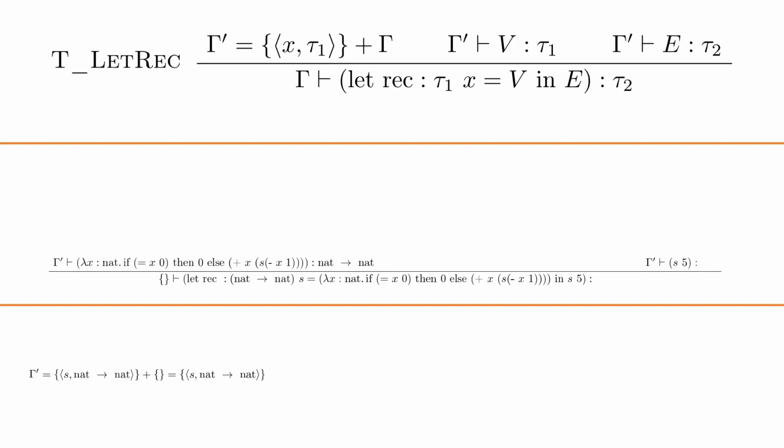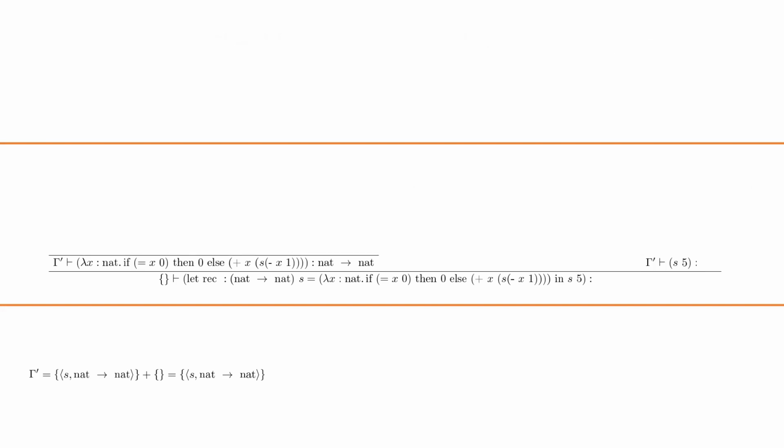We must prove that the definition of S actually has the type that we specified with letrec. That's why the type is already given here. And we have to judge the type of S5. Now, even though we already know what type the function must have, it must be nat to nat, because we said so, we still have to prove it.